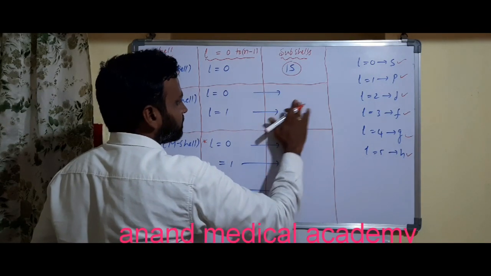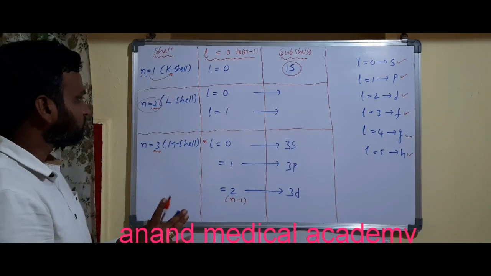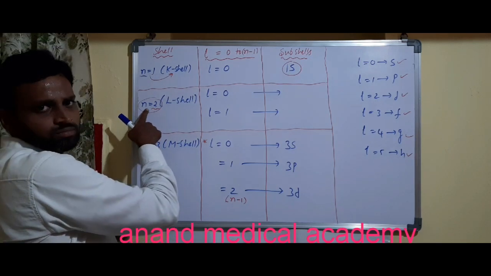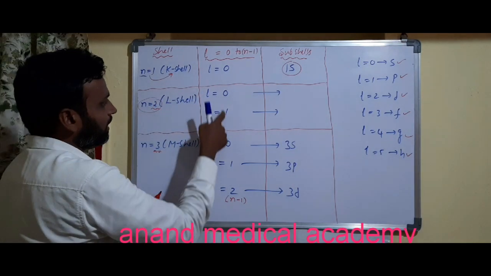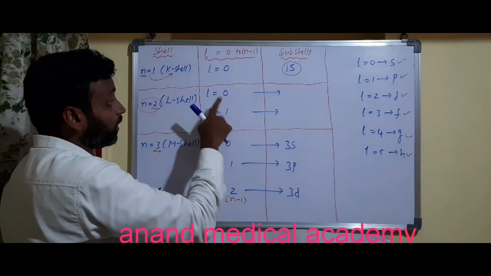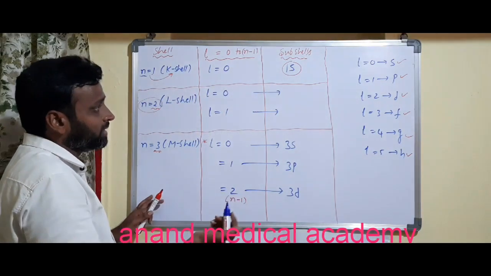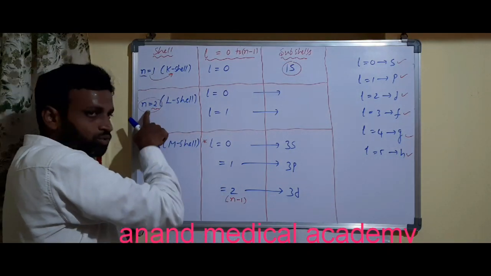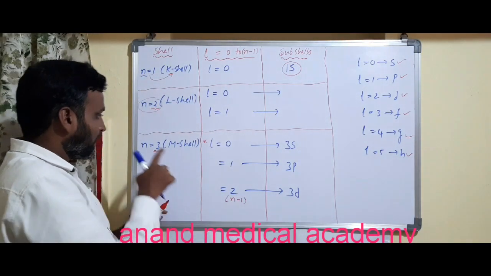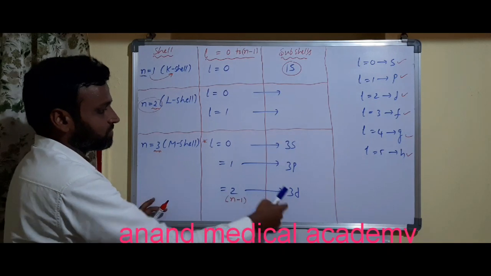Okay, very simple. Forget about this. What is the n value? 2. So how many l values? 2 l values: one is 0 and one is 1. So how many subshells will be present? The n value is 2, so 2 subshells will be present. The n value is 3, so 3 subshells will be present.